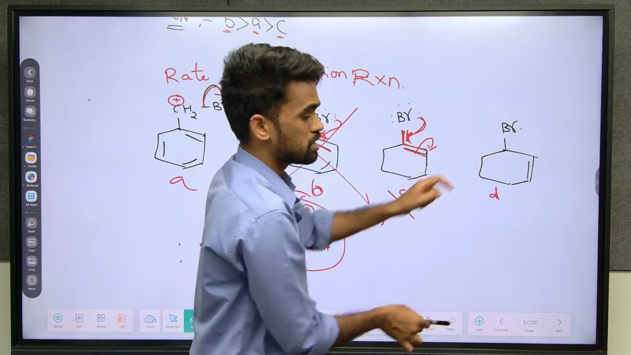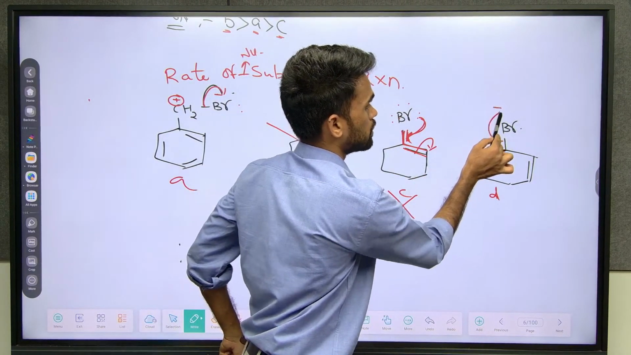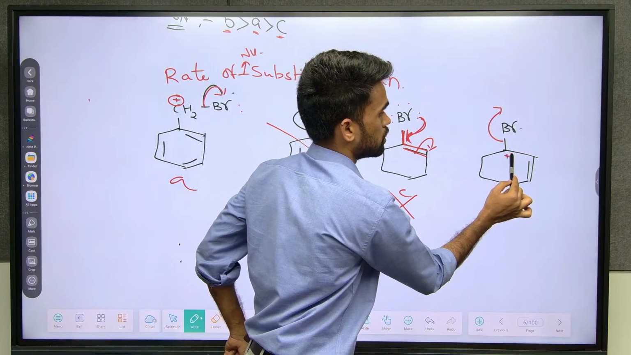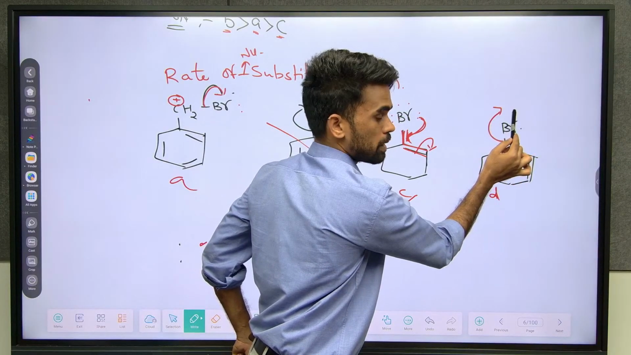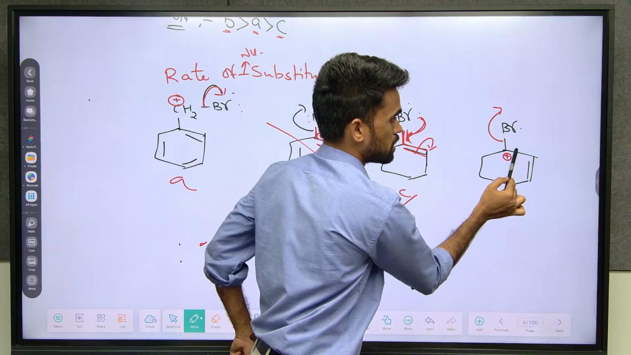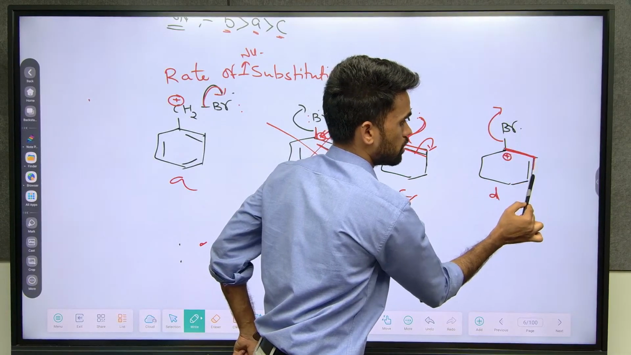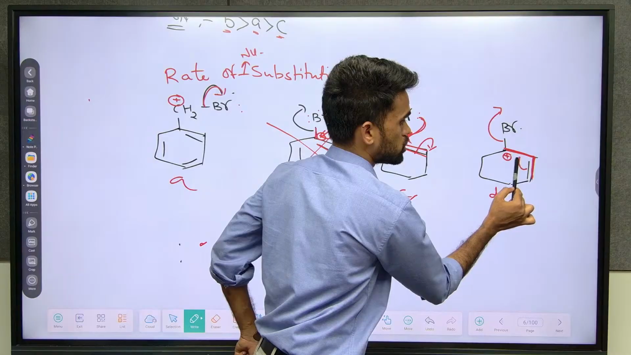Now what about this? You try to remove this bromine. What is the charge you are creating? Will it come out now? Check once. Positive charge, sigma bond, pi bond. Are they in conjugation or not?